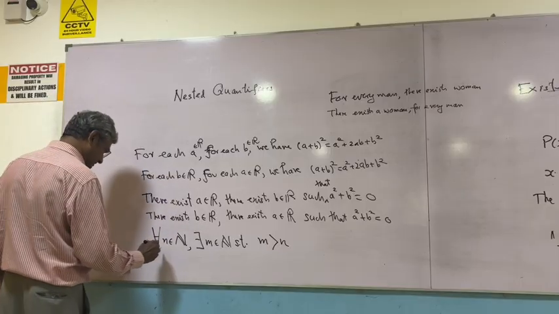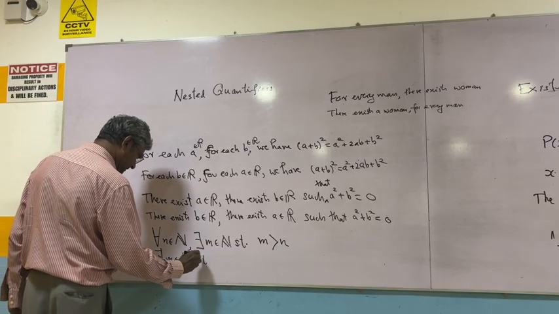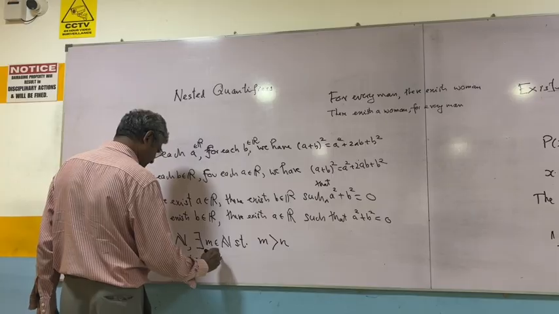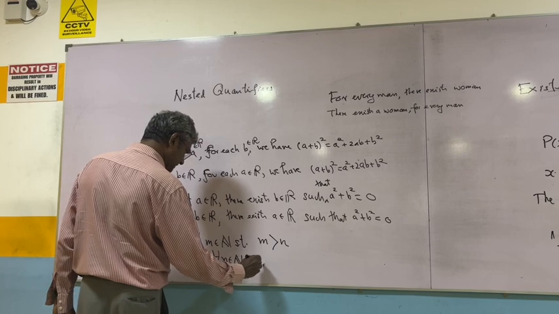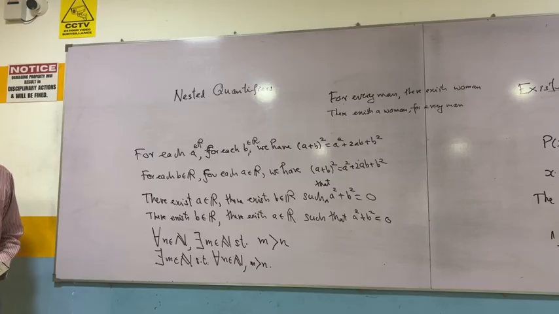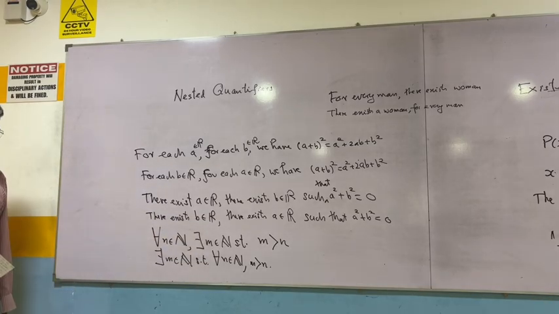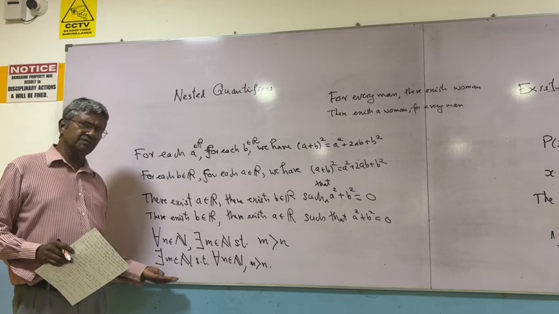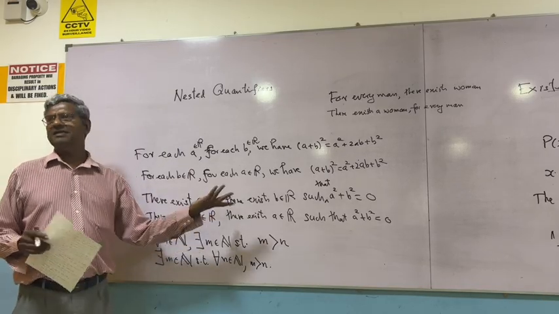But suppose you interchange this. There exists m belongs to N such that for each n belongs to N, m less than n. This is not true, because first you take n. You have n. Then you are saying no matter which integer you choose, m is greater than n. It is not true. Because if you choose, for instance, you give me m, no? If I choose m plus 1, then m greater than m plus 1 is false.